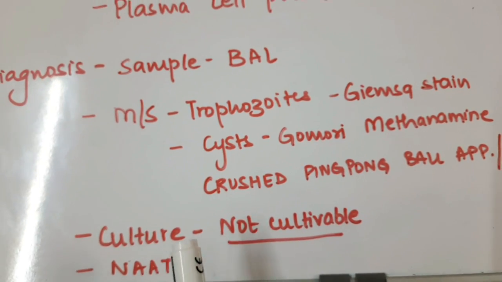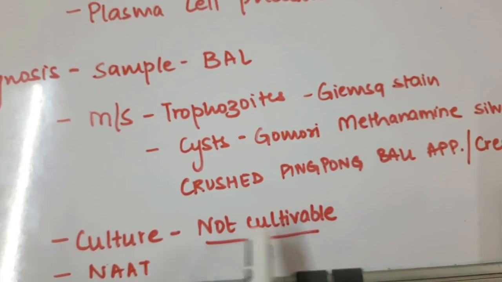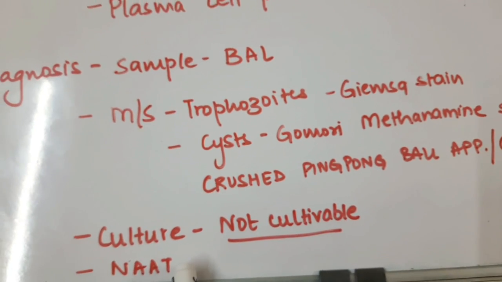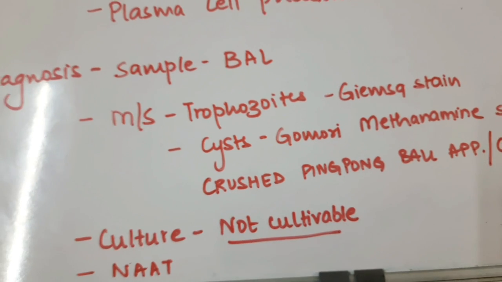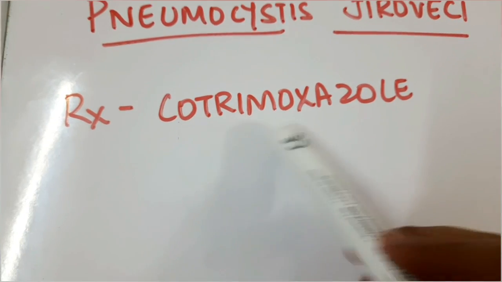One very important feature of Pneumocystis jiroveci is that it is not cultivable on any culture media. So culture is not going to be of any use. And we can also do a nucleic acid amplification test. The treatment is by giving cotrimoxazole.